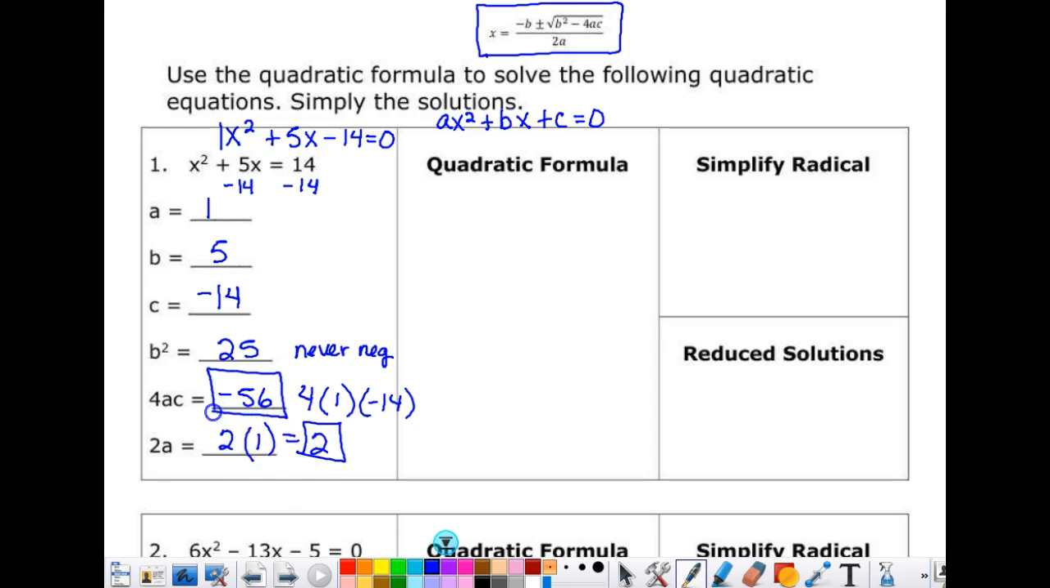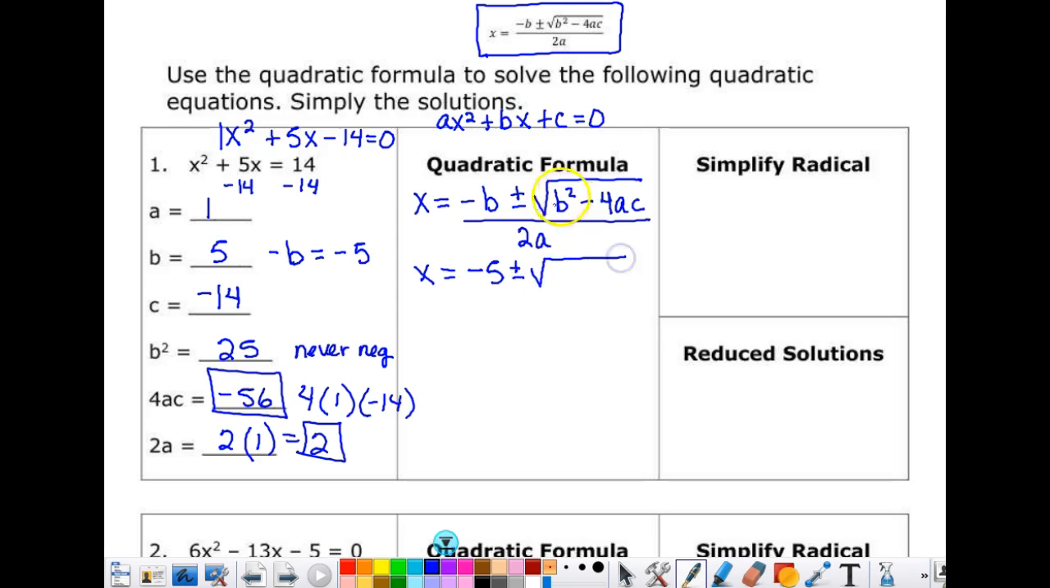Okay, so now we're ready to just plug these in. So if you do a little bit of preliminary work, you can plug it in. I'm going to write the quadratic formula a little bit bigger. I would suggest that you write it at least the first couple of times you do the quadratic formula, and then if you get better at it, you may not need to write it the whole time. Okay, so negative b, if b is 5, negative b would be the opposite sign of 5, so it would be negative 5 plus or minus. So now we need to find b squared, which is 25, minus 4ac, which is negative 56.